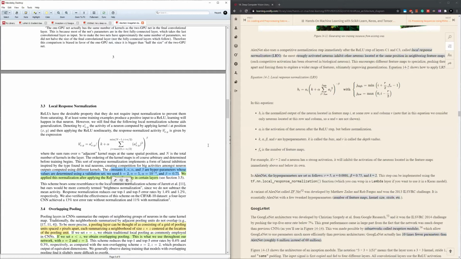Question. Has anybody seen this local response normalization used elsewhere beyond AlexNet, or in any currently used networks?